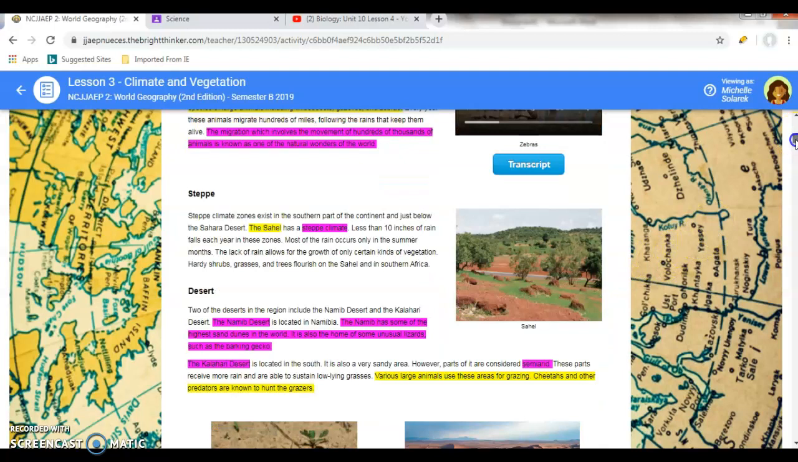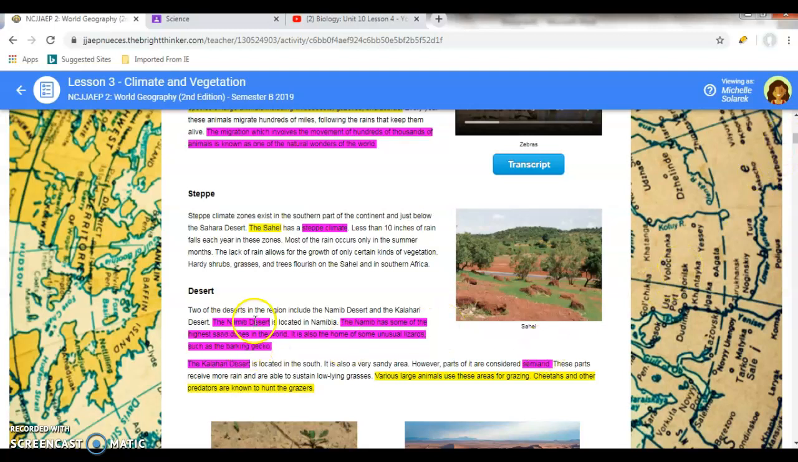Now we will get into steppe. The steppe climate zones exist in the large southern parts of the continent just below the Sahara Desert. The Sahel has a steppe climate, and there's less than 10 inches of rainfall each year in these zones. Most of it occurs only in the summer months, and the lack of rain also allows for growth of certain kinds of vegetation, such as hardy shrubs, grasses, and trees.